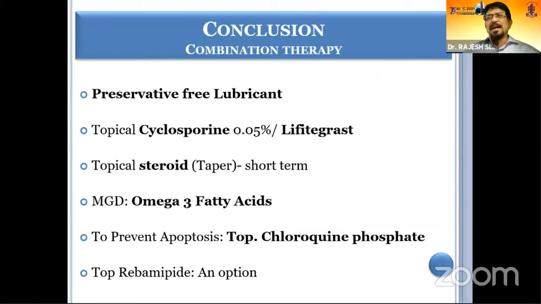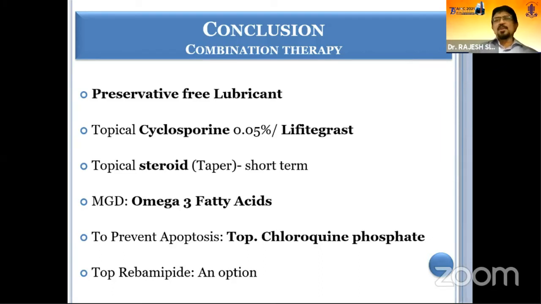So in conclusion, I would like to say that in post-surgical dry eye, you have a whole lot of things. It starts with a preservative-free lubricant to improve the symptoms. Then, of course, topical cyclosporin or lifitegrast or topical steroid to reduce the inflammation. Of course, patients might be having MGD. So omega-3 fatty acids, although there is one study which states that it doesn't have much benefit, but many of the studies have shown that it does have some benefit in MGD, and as mentioned by Dr. Rajiv Mukherjee.